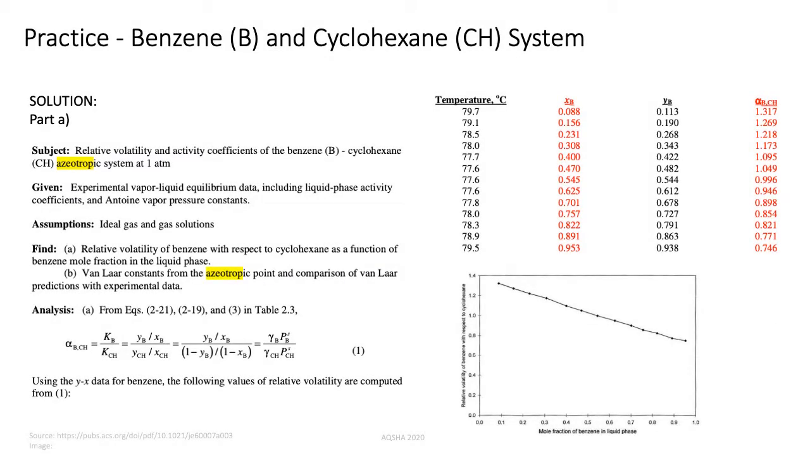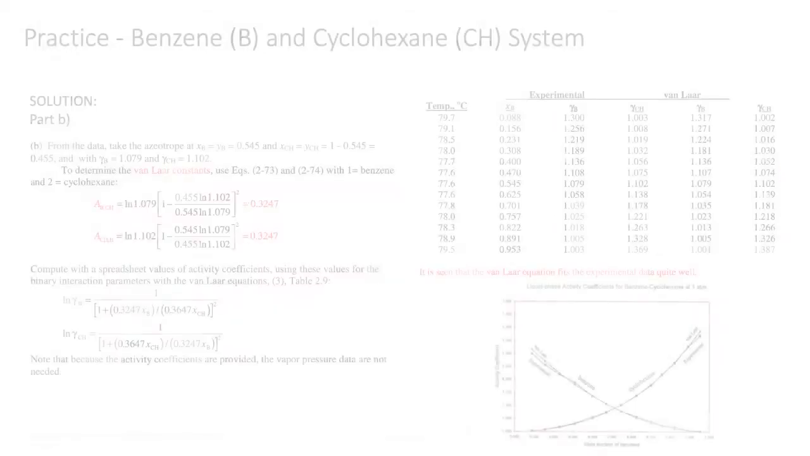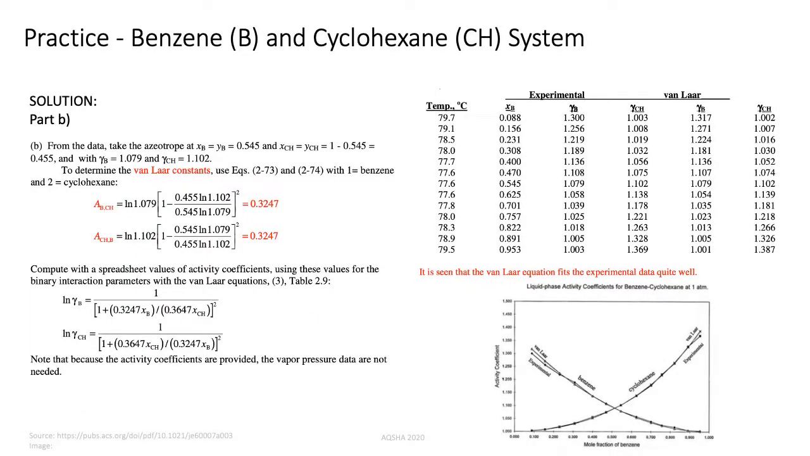Here I provide the solution for the particular question that we have in this practice. At first you have to do the calculation of relative volatility, and then use that to find the binary interaction constant, and then use the Van Laar equation to calculate the activity coefficient. And then of course you can also use the Wilson equation that we just learned. So using this calculation, I hope you can compare the results between the Van Laar and Wilson one more time.